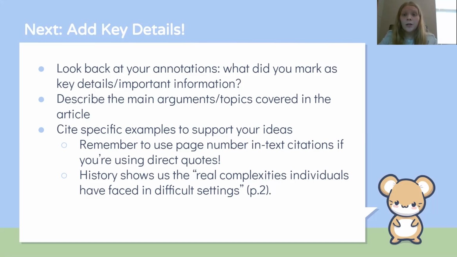So maybe after that first sentence, I move on to say, "history shows us the real complexities individuals have faced in difficult settings," which is a quote directly from the text. So put quotation marks around it and then put my in-text citation. I already said who the author of the article was, and it's in my citation information, so I'm not worried about that. The only thing I would need to do for my in-text citation here is put page numbers.